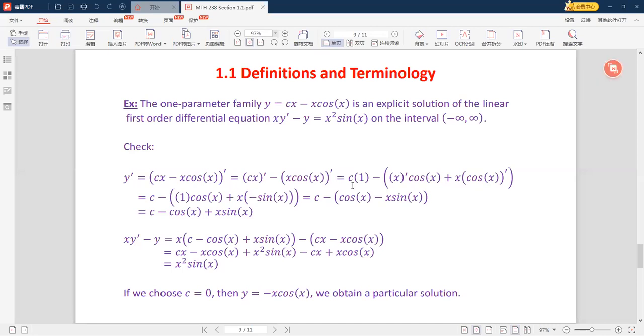Okay. So then the first term c times 1 is just c. And the second term, we got x prime. The derivative of x is just 1. And the cosine x prime, that's the derivative of cosine x, which is negative sine x. Okay. So we got c minus 1 times cosine x plus x times negative sine x inside the parentheses. If we simplify the second part, 1 times cosine x is just cosine x, and x times negative sine x is just negative x sine x. Okay, we got a negative here. And then you distribute the negative sign to the second part. You got c minus cosine x plus x sine x.